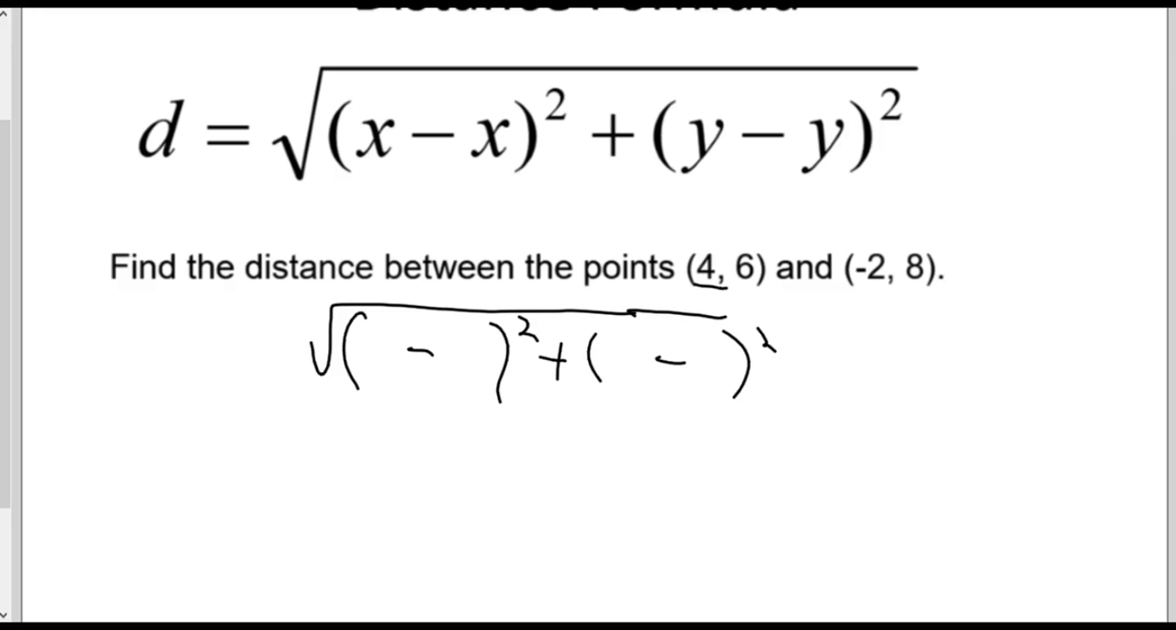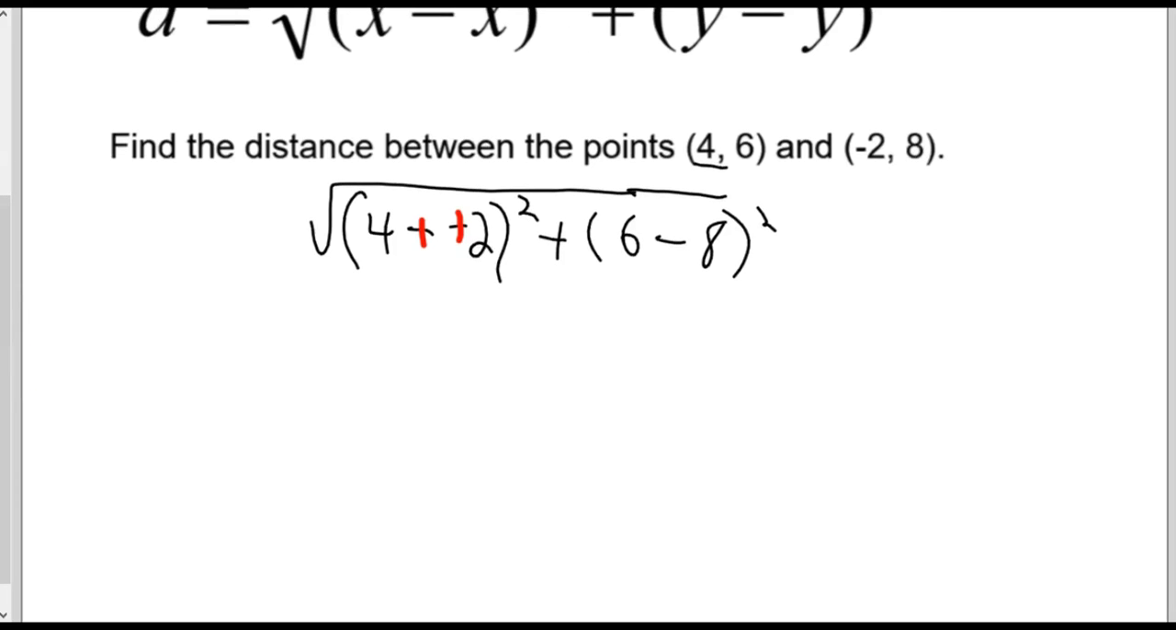So you have x of 4 and then x of negative 2. This is why you got to be careful here. And then y of 6 and y of 8. I said be careful because remember, when you do subtract a negative, it basically makes it plus. So what we have here is now the square root of 6 squared plus 6 minus 8 is negative 2 squared. Now please be careful.